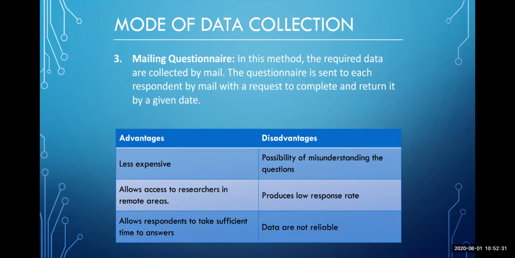But the major disadvantage is that there is a possibility of misunderstanding the question. If the respondent doesn't understand a particular set of questions, then there is a possibility that he will interpret that question to be something else and answer it in a different way. The second disadvantage is that it produces a low response rate, because the majority of the population might not send back the responses through mail. And here the data are not reliable because you are not getting the information face to face or through the telephone.